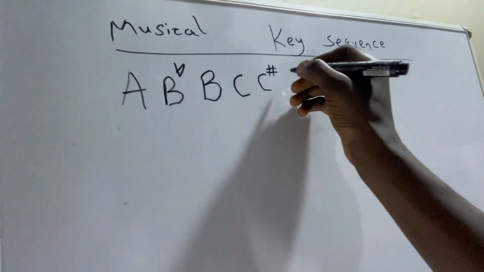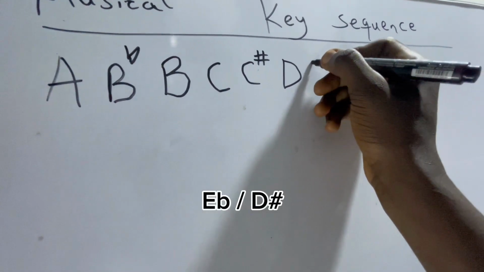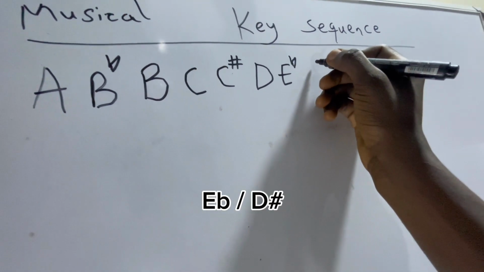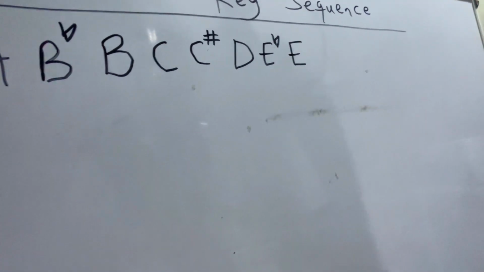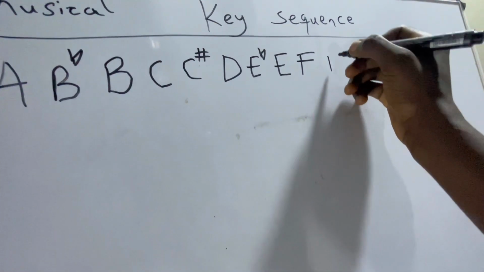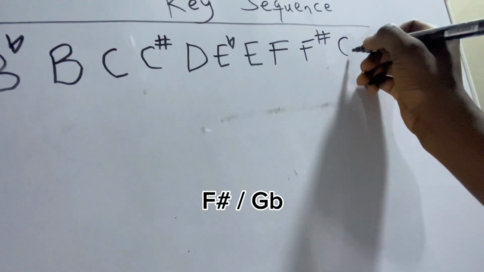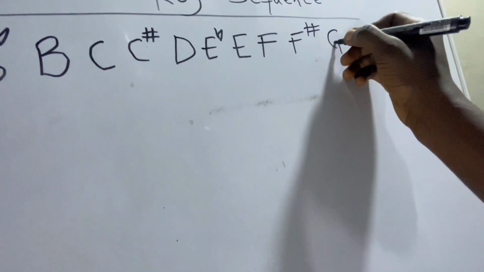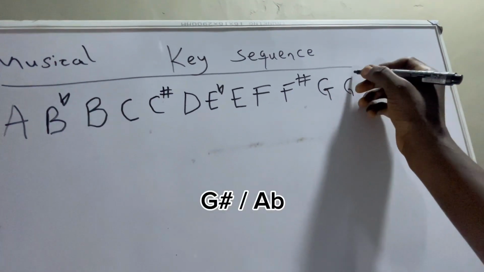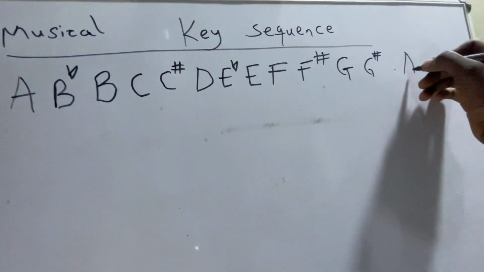From C sharp, we have key D. From D, we have E flat. From E flat, we have E. From E, we have F. From F, F sharp. From F sharp, we have G. So from key G, we have G sharp. Now we come back to the A.